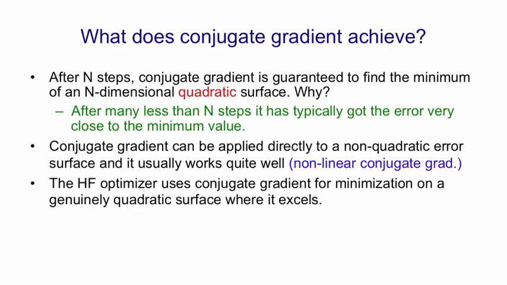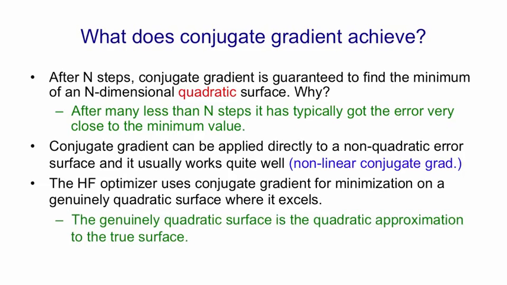The Hessian free optimizer uses conjugate gradient for minimization on a genuinely quadratic surface, and that's what conjugate gradient is best at. It works much better for that than for a nonlinear surface. This genuinely quadratic surface that HF is using it for is the quadratic approximation to the true surface that was made by the Hessian free method. So it makes that approximation. It uses conjugate gradient to get close to a minimum for the first approximation, and then it makes a new approximation to the curvature and does it again.